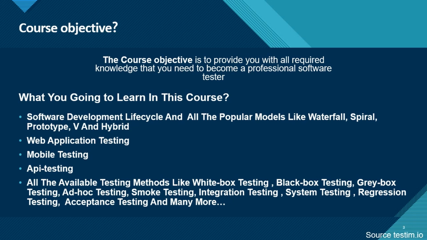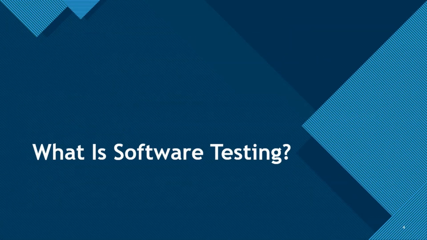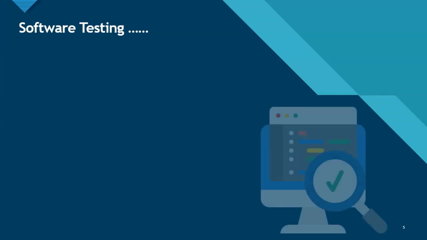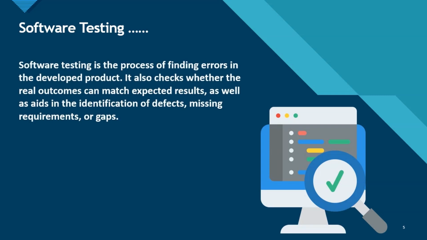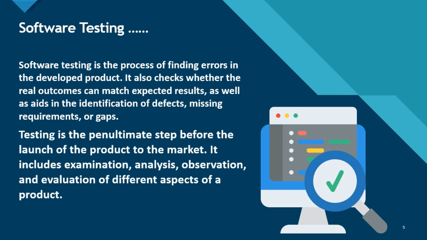So now let's see what is software testing. Software testing is the process of finding errors in the developed product. It also checks whether the real outcomes match expected results, as well as aids in the identification of defects, missing requirements, or gaps. Testing is the penultimate step before the launch of the product to the market. It includes examination, analysis, observation, and evaluation of different aspects of a product.